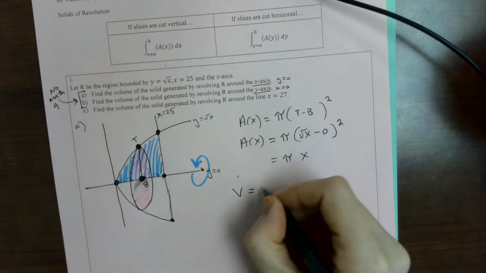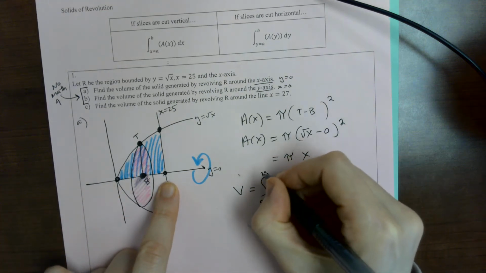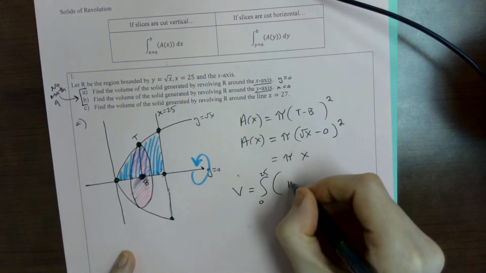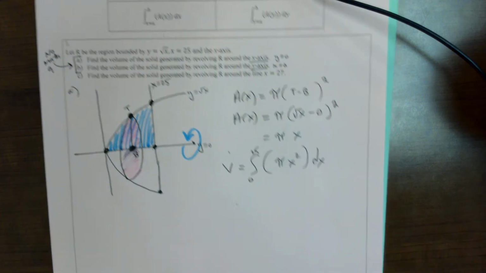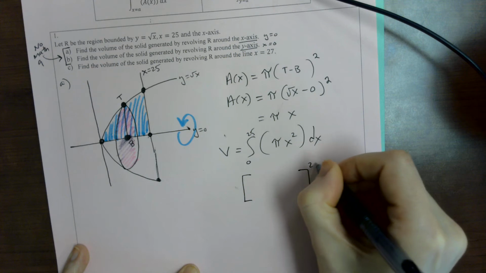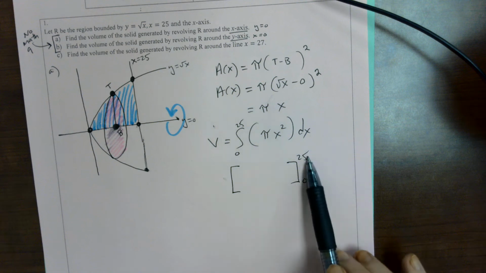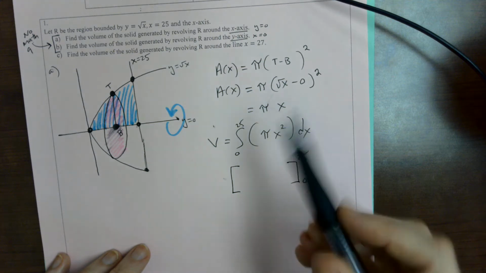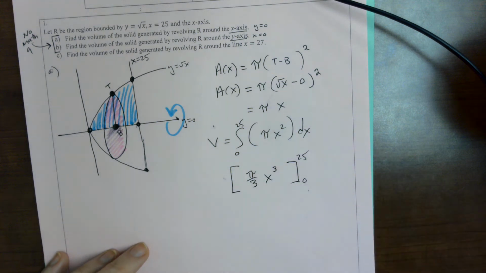So the volume is going to be the integral. The leftmost x value is 0, the rightmost x value is 25. And then you just put the area inside. So pi x squared dx. Now, no Math 9 means brackets, antiderivative inside. That's the fundamental theorem of calculus. Then you plug the top one in minus plugging the bottom one in. So for this antiderivative, I add 1 to 2 and divide by it. So that's going to be pi over 3 x to the third.